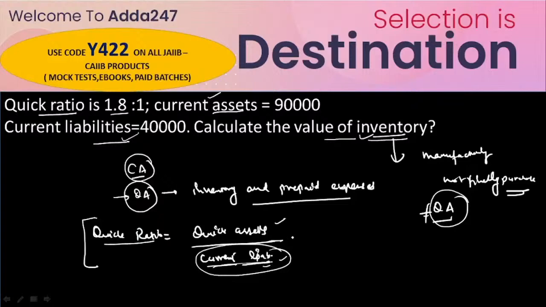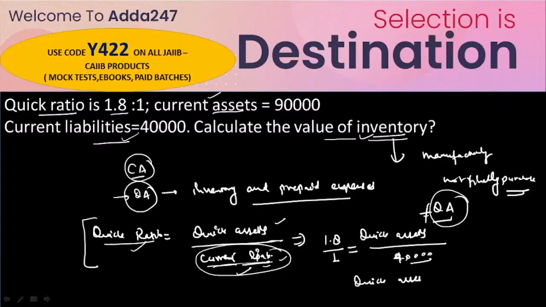Now the quick ratio given here is 1.8, isn't it? It is 1.8 is to 1, and it is equal to quick assets divided by current liabilities. So we have to determine the value of the quick assets here. The current liability is also given, that is 40,000. So to find the quick assets, we multiply by 1.8, and we get 72,000 rupees. That is the value of the quick assets.